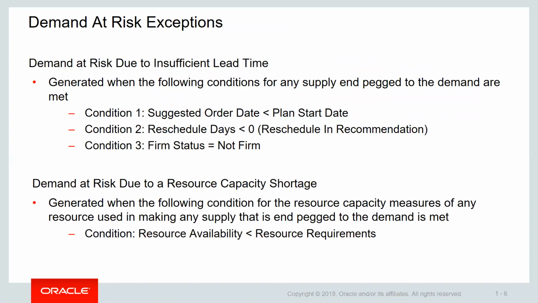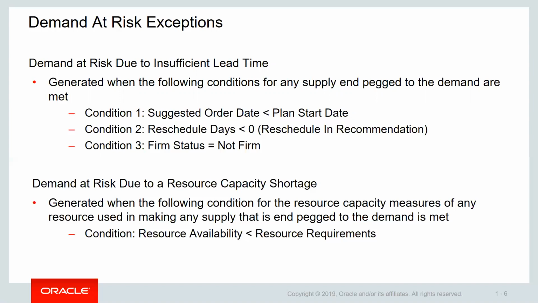First, we review the demand at risk exceptions. The demand at risk due to insufficient lead time is generated for any supply n-pegged to the demand when the suggested order date is earlier than the planned start date, and rescheduled days is negative, and firm status is not firm.